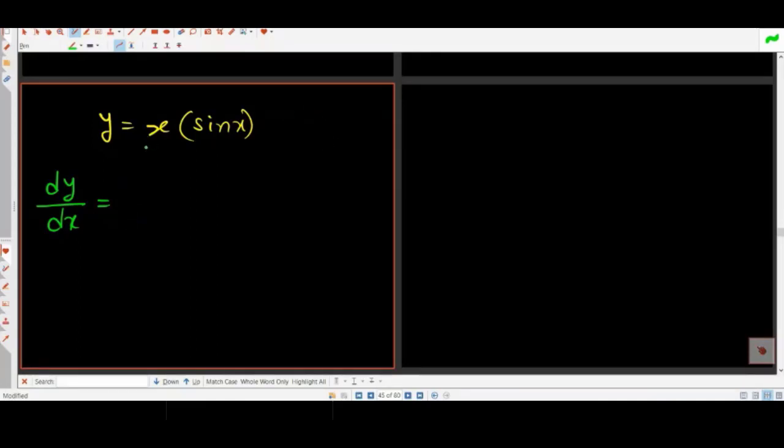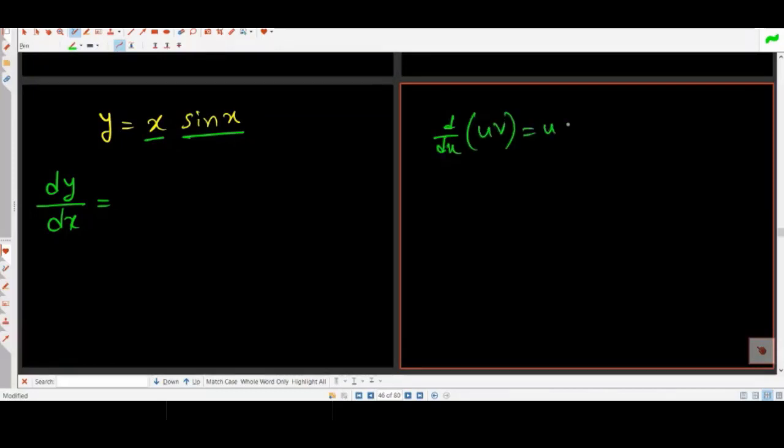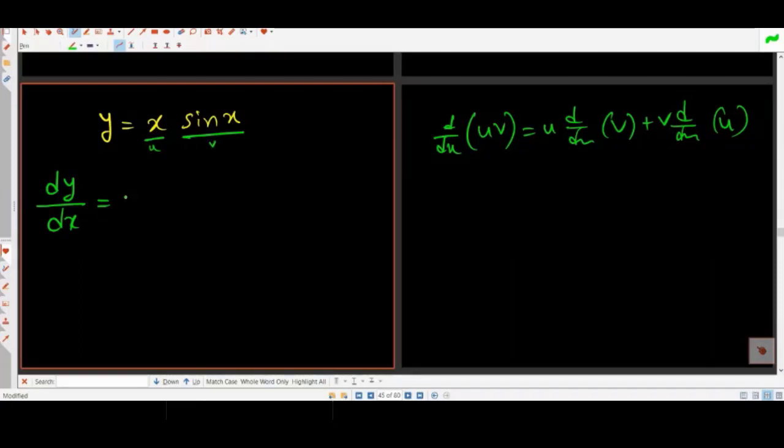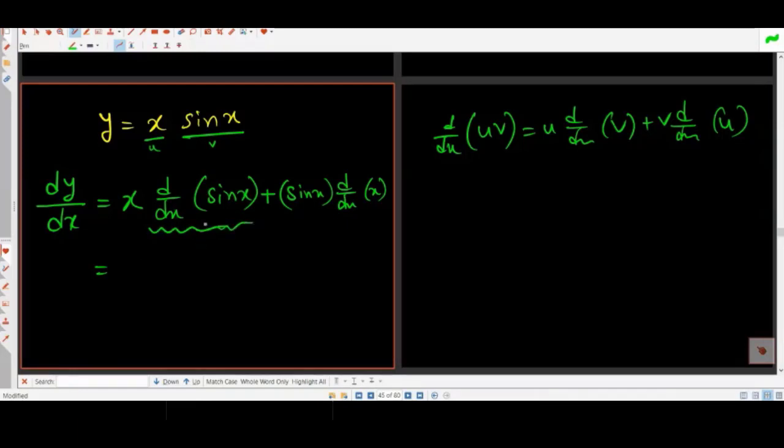So you can understand that we have u and v. It doesn't matter if we consider this is u and this is v. The same formula can be applied. So we know d/dx of u times v is u d/dx of v plus v d/dx of u. So let's consider this is u and this is v. So u d/dx of v plus v d/dx of u. Now you need to know the formula of the derivative of sine x and how we can differentiate x.